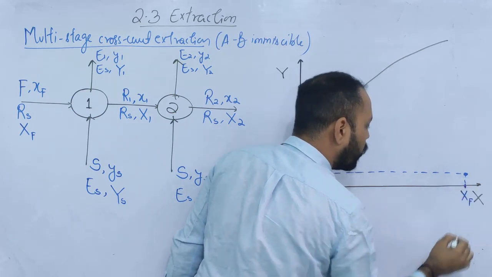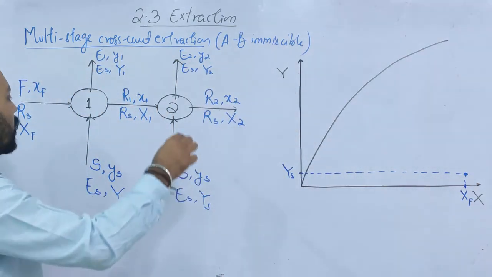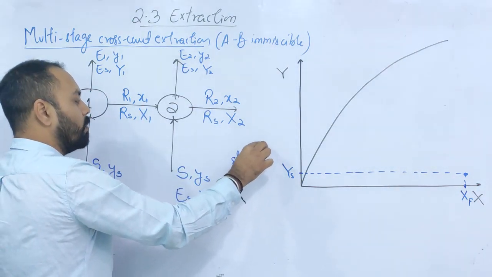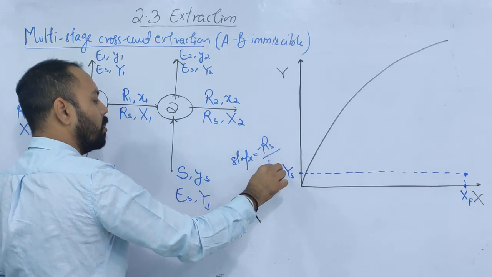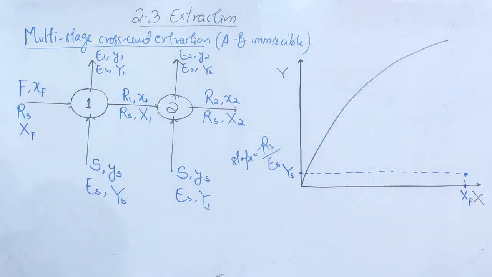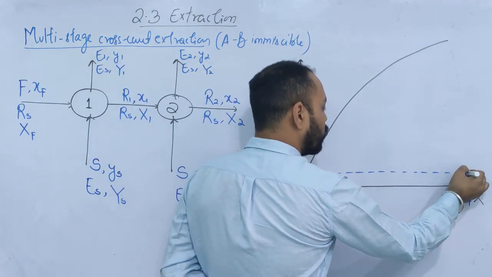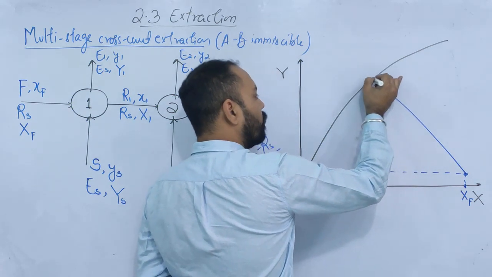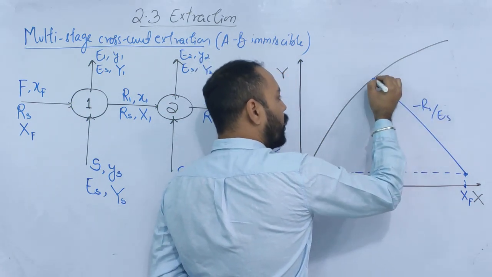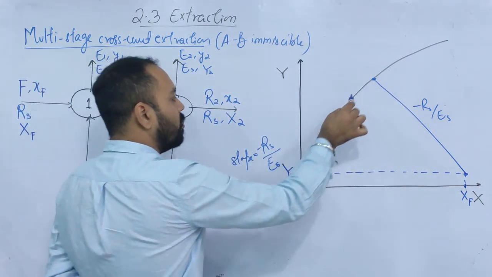So what is this point? This point is xf comma ys. Now you must know that for a cross current extraction, you must have learned in your course that the slope of the operating line is minus Rs by Es. So if this point is xf comma ys, you make a line having slope minus Rs by Es, and the point where it touches the equilibrium curve, this is the equilibrium curve.